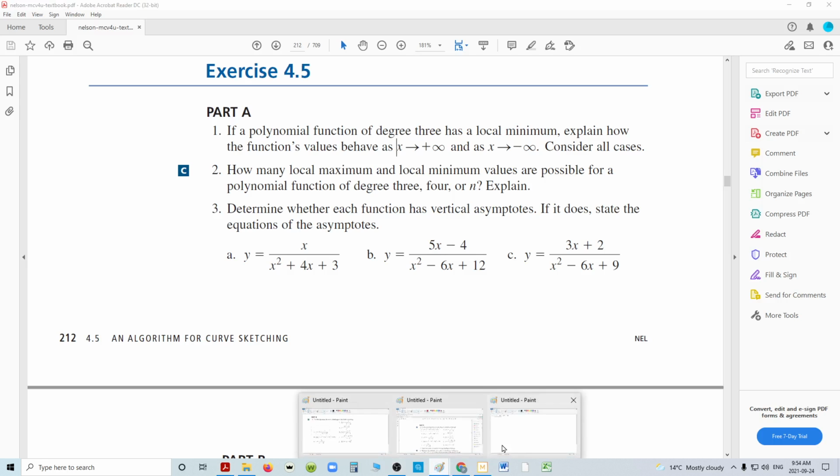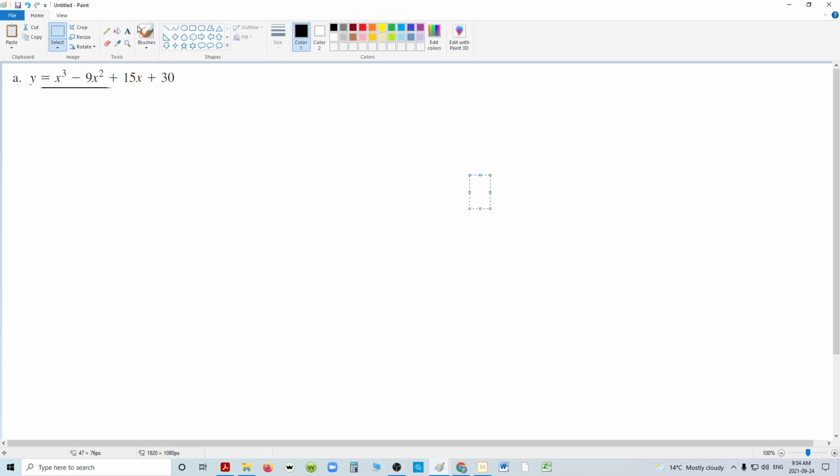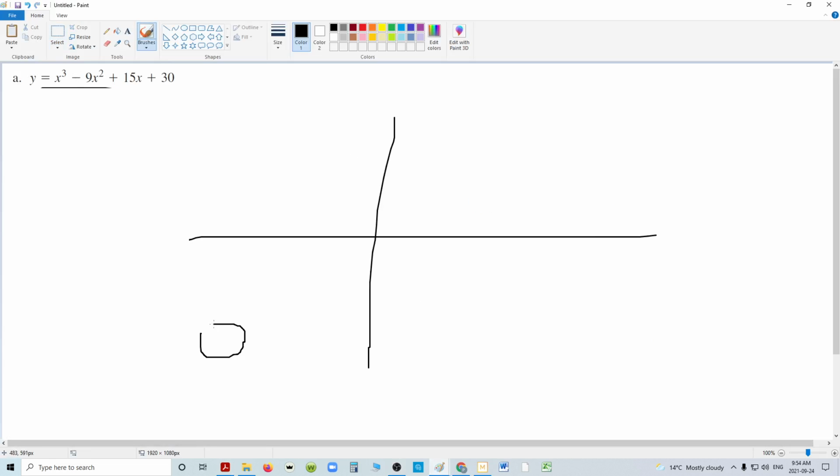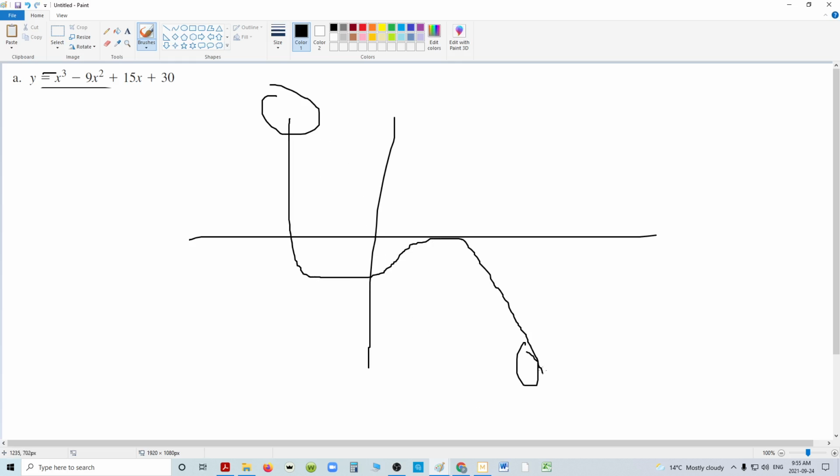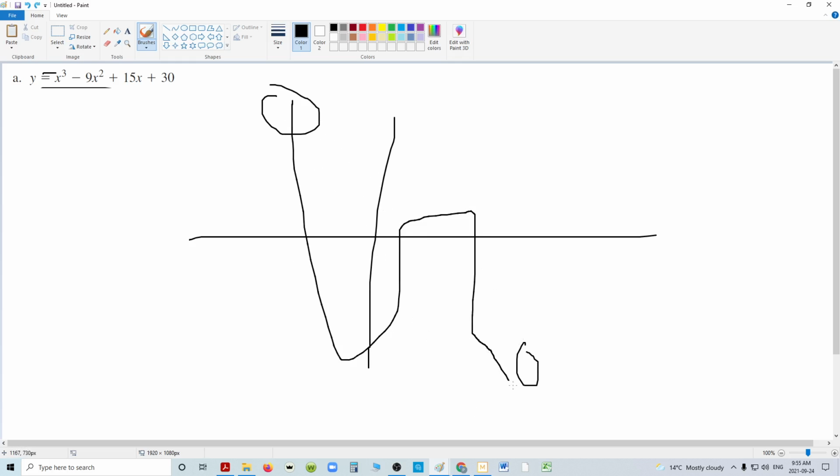So for a degree 3, as this one is, it will always start in quadrant 3 and end up in quadrant 1. If it had a negative in front, it would always start up in quadrant 2 and end in quadrant 3, which means you're either going to cross the x-intercept once, twice if it just touches and bounces, or 3 times. And you follow the same rules I just outlined.